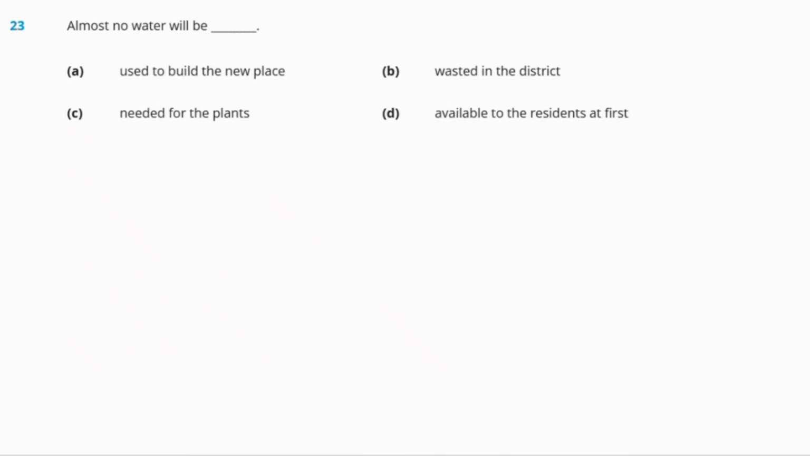Now, question 23, almost no water will be dash. Okay, so option is A, used to build the new place, B, wasted in the district, C, needed for the plants, and D, available to the residents at first. So, the right answer to the question as per the passage is option B, wasted in the district.